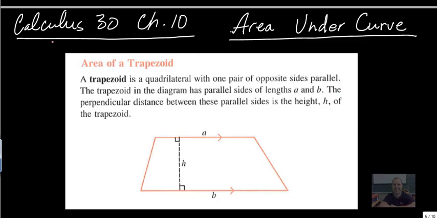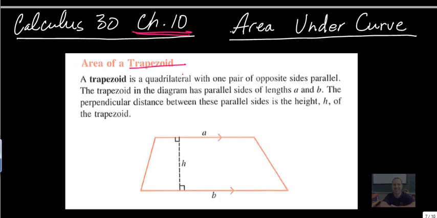All right, so in this lesson, we're going to talk about area under a curve in Chapter 10 of your course. But by way of just an introduction, we're going to talk about the area of a trapezoid, because this leads us into finding the area under a curve. And so the area of a trapezoid is something we want to make sure that we understand.